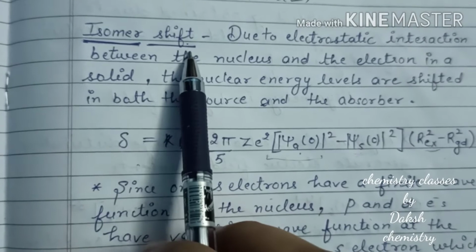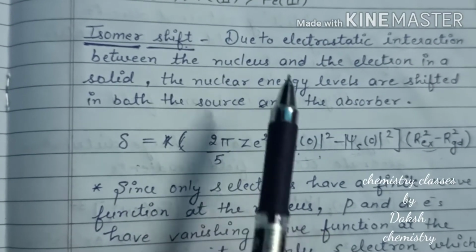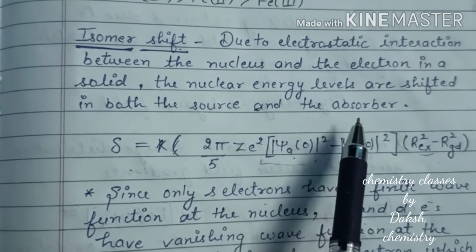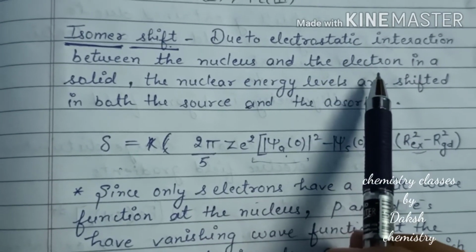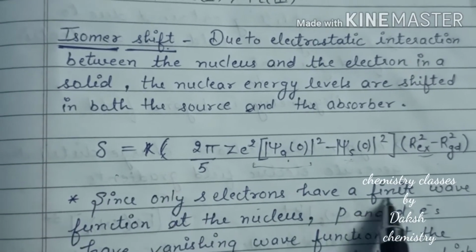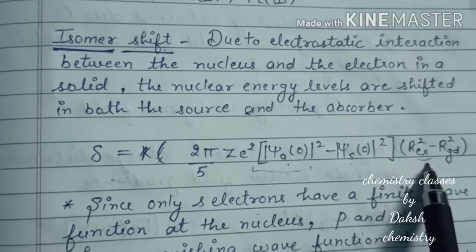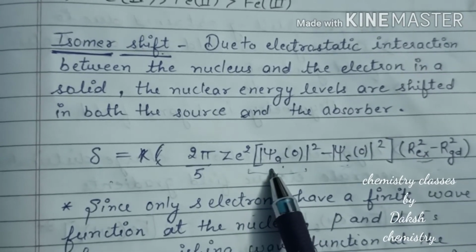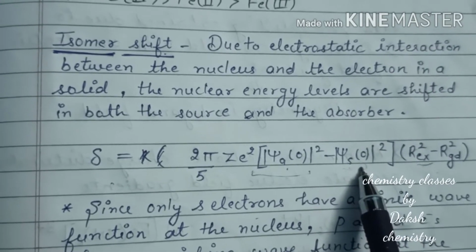So firstly we will discuss what is isomeric shift. Isomeric shift is just the shifting of nuclear energy levels of the source and absorber due to electrostatic interaction between the nuclei and the electron. Isomeric shifts depend on the radius of nuclei in ground state and in excited state, and also depend on the electron density at the absorber nuclei and electron density at the source nuclei.